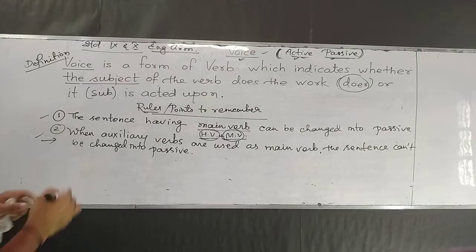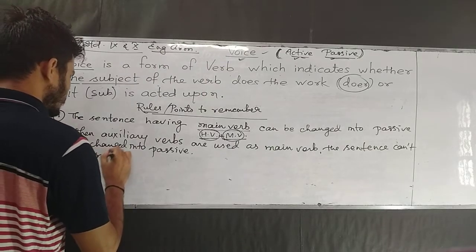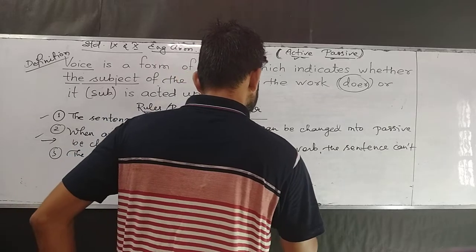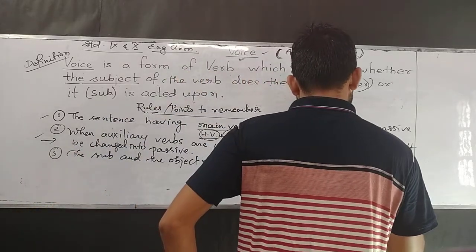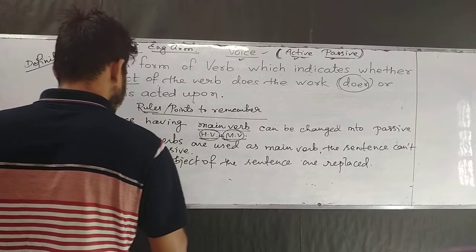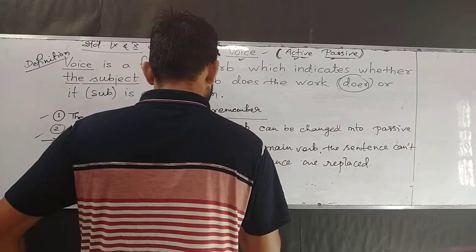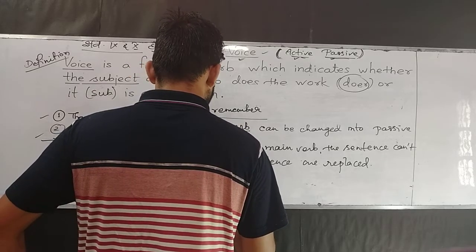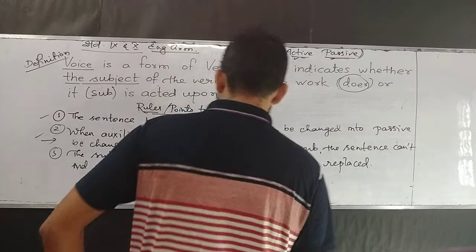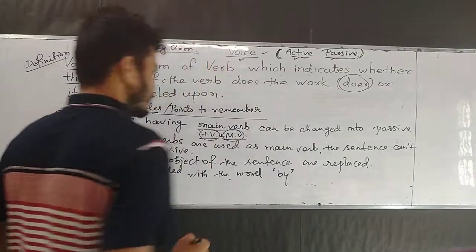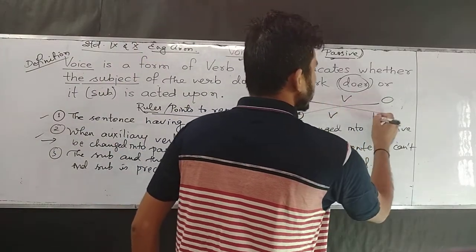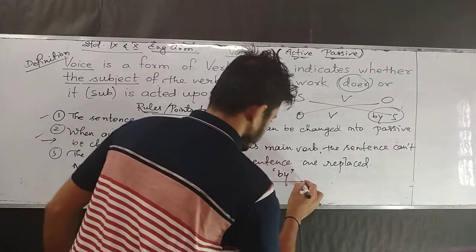Third point is the subject and the object of the sentence are replaced, and the subject is preceded by the word by, or with, we can use here, right? It means subject, word, object. Object comes here, subject goes there, then object, word and by plus subject. This is the thing I have written over here, right?